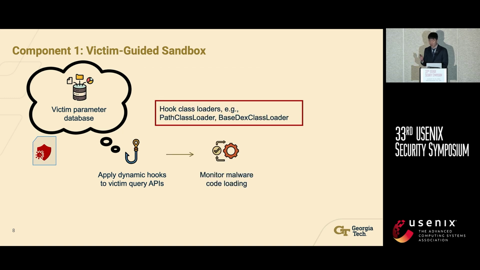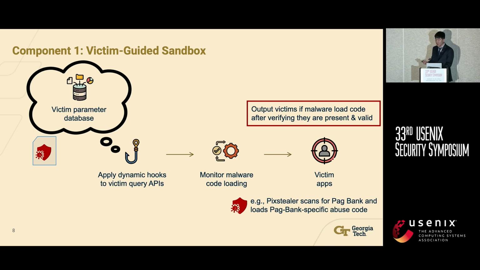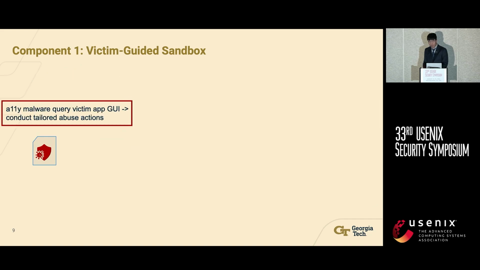And after that, Diva monitors the malware's code loading by hooking the class loaders. And Diva outputs a victim if the malware loads code after verifying that certain victims are present and valid. So for example, in the video demo case, we say the pig stealer malware targets PegBank because it scans for PegBank and loads PegBank's specific abuse code.